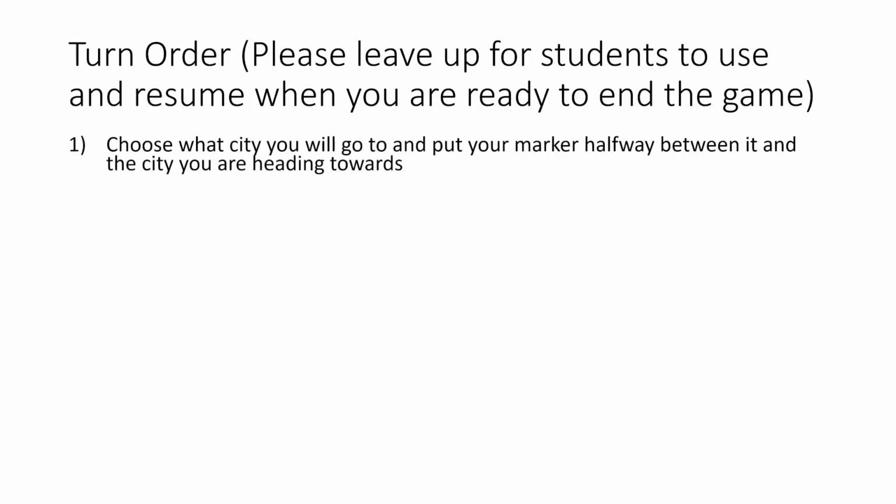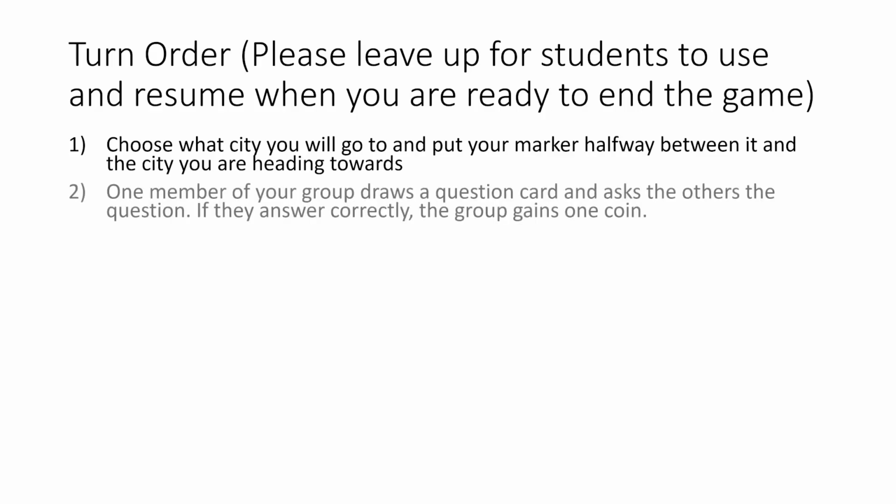Choose what city you will go to and put your marker halfway between it and the city you are heading towards. One member of your group draws a question card and asks the others the question. If they answer correctly, the group gains 1 dirham coin. This should be the one that is worth 1, not the one that's worth 5 or 10. Then draw and resolve an event card.